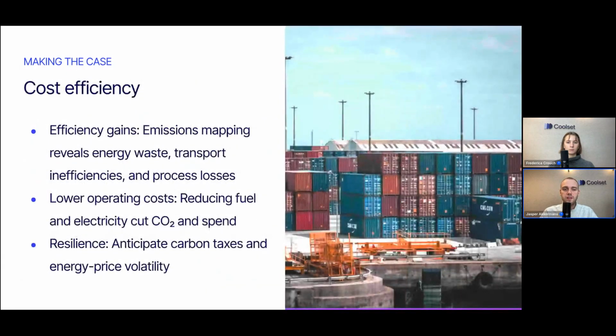For cost efficiency, we also see that there are efficiency gains to be made. So emissions mapping reveals energy waste, transport inefficiencies, and process losses, and lower operating costs. So reducing fuel and electricity cuts CO2, but also spend. And I think that's often an argument that's forgotten, that reducing certain resource flows is also a direct benefit for your financial flows. And of course, resilience. So anticipating carbon taxes and energy price volatility is a good way of doing business.